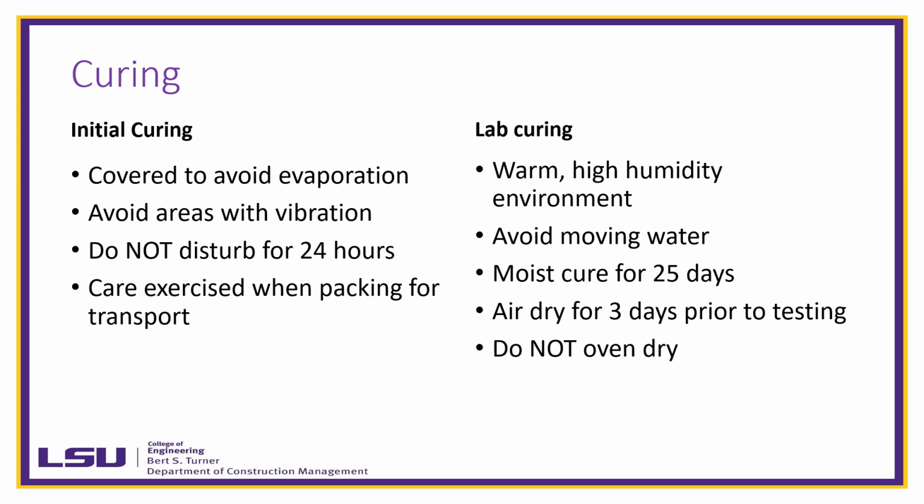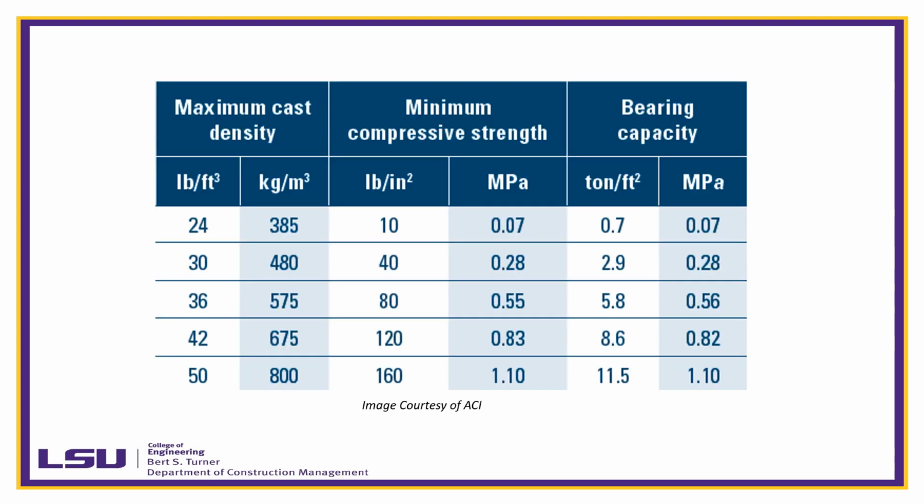And here is a nice little table that shows you how density directly affects compressive strength and bearing capacity. Typically on cellular concrete, you're looking at the 24 to 30 pounds per cubic foot range. So your compressive strengths are really way down there. But this gives you a better idea of how your density directly affects your compressive strength.